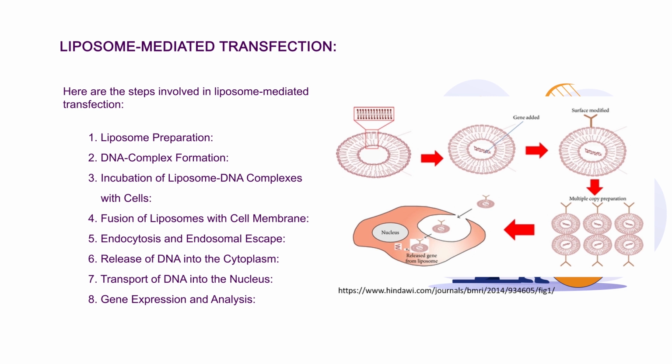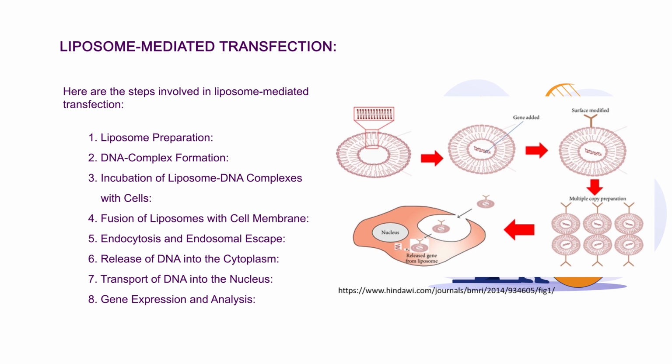Afterward, DNA complex formation is taken care of. For that, the lipid film is hydrated with a solution containing the genetic material of interest. This leads to the formation of a liposome DNA complex, where the genetic material becomes encapsulated or associated with the liposome. In the third step of this method, incubation of the liposome DNA complex is done with cells. The liposome DNA complexes are added to the target cells in a culture medium. The concentration of the complex and duration of incubation can vary depending on the specific cell line and transfection efficiency required.